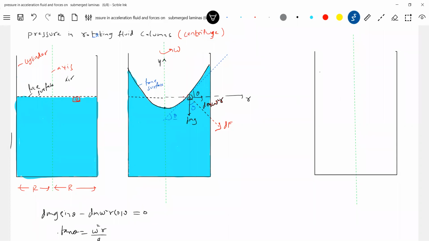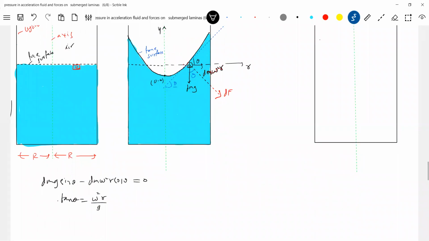Or origin, will take it here. And now look at tan theta, dy by dr. So from the diagram, equating these two, dy by dr equals omega square r square by 2g.